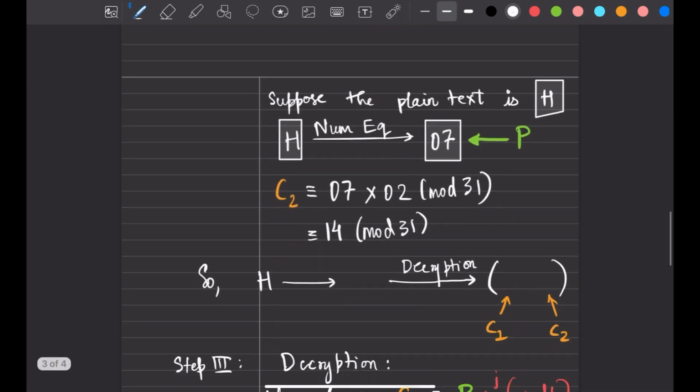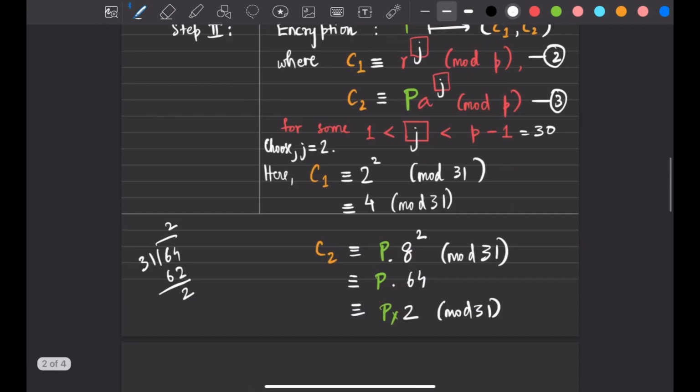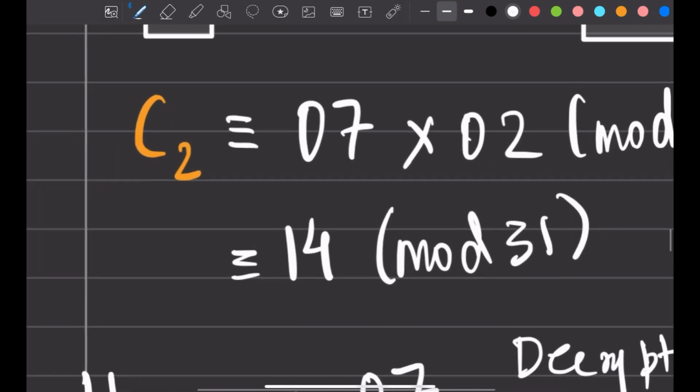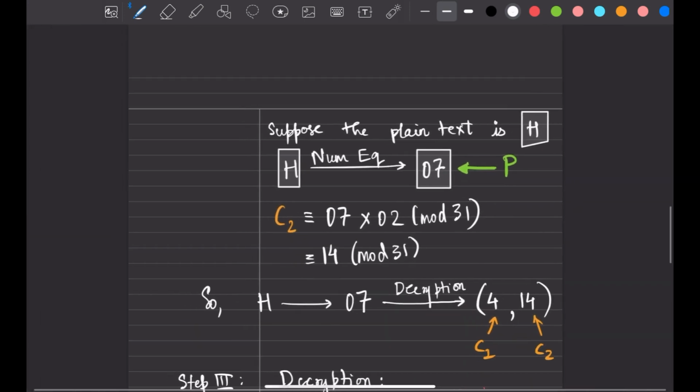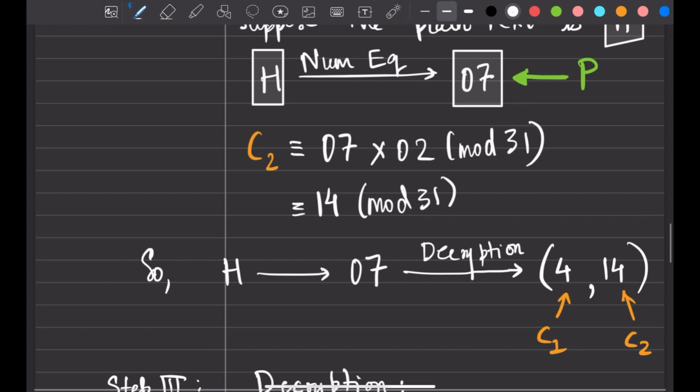So I have got my C2, which means I have encrypted the message H, which had a numeric equivalent 7, into a combination of two ciphertexts, one being 4 and the other being 14. Remember, C1 was 4 in our case and C2 is 14 in our case, and everything is happening modulo 31. This is how you encrypt a message using the ElGamal Cryptosystem.